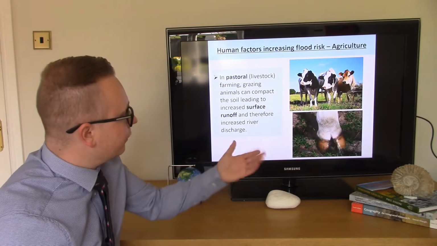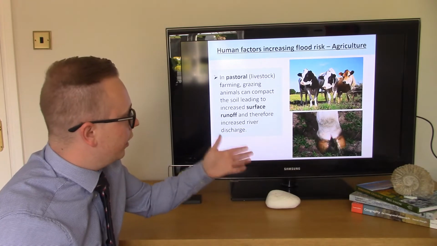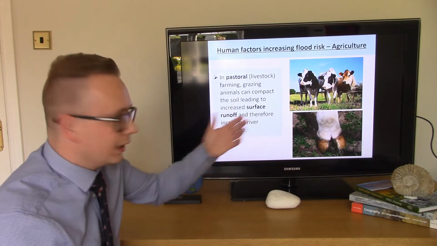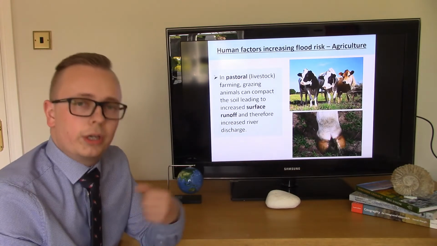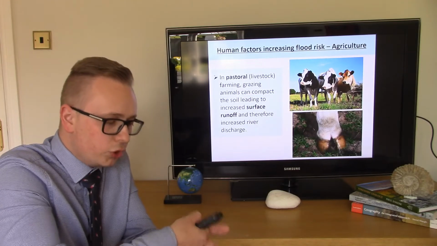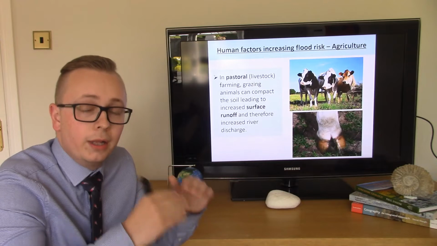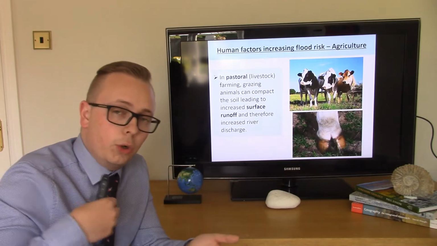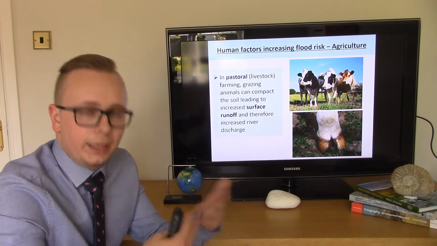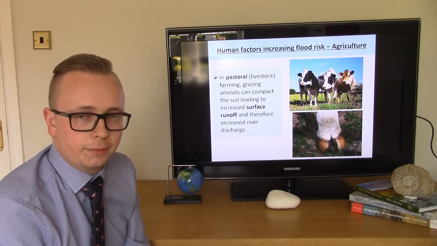But also livestock farming, pastoral farming, also increases the risk because farm animals, particularly large animals like cattle, as they're walking over the land as they graze, they're compacting the soil, and the upper layer of the soil becomes very compact, and again it helps to create this impermeable barrier which allows water to flow over the land as surface runoff, increasing the river discharge and therefore the risk of flooding.